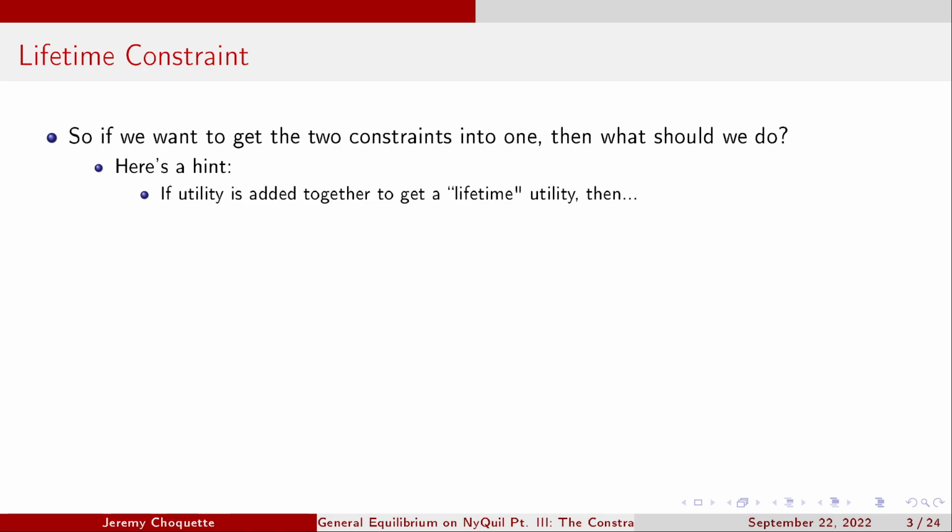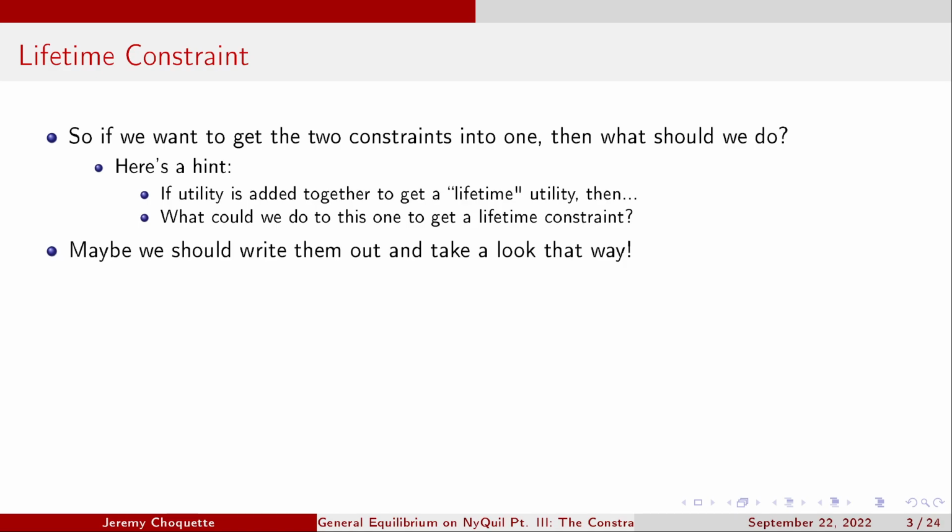Well, if utilities are added together to get lifetime utility, what could we do to get a lifetime constraint? Let's write them both out and take a look. Equation 2 is the first period constraint. Equation 3 is the second period constraint. Is there anything that shows up in both equations? You might think, okay, there's y and there's c. Yes, there is, but the t subscript matters here.